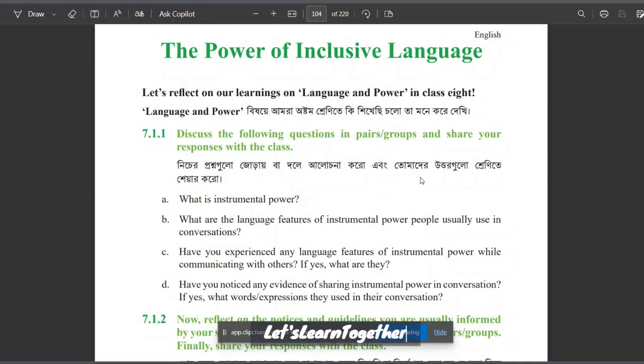Let's learn together. So, today we will be starting our seventh learning experience of English Class 9. And as we can see, the topic of this learning experience will be the power of inclusive language. So, what is inclusive language basically?